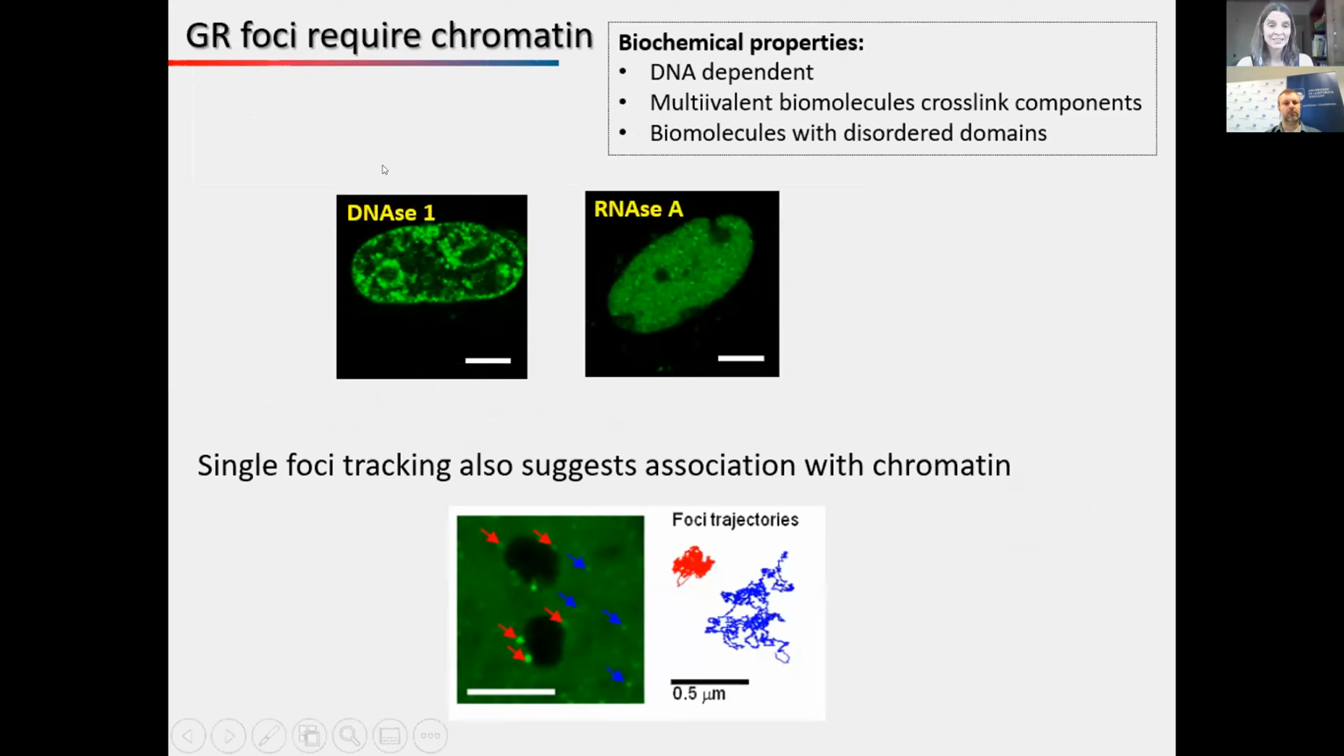Here you can see that treating the cells with DNase completely disassembles the foci. Nothing happened when you treat with RNase, showing that they are probably dependent on DNA. We also did a tracking experiment. We tracked single foci and observed that the motion of the foci is compatible with a constrained motion and association with chromatin. We have other evidence showing that chromatin is indeed involved in foci formation.